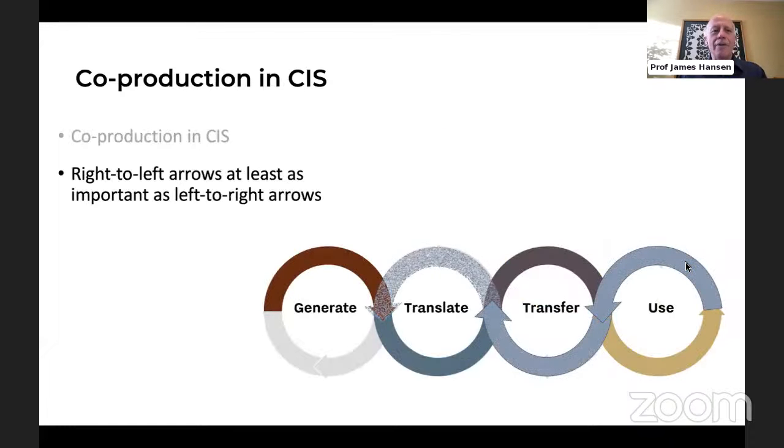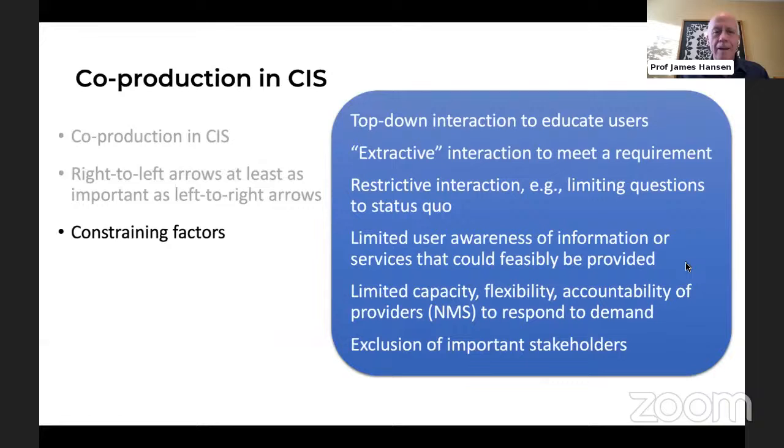So this also implies that the arrows from the right to the left in this diagram are at least as important as the arrows from the left to right. And that is to say that the flow of information from users, from decision makers back to institutions that are involved in the generation, translation, and transfer. Flow of information, but also influence is as important as the dissemination, the one-way communication of information downstream towards the decision makers.